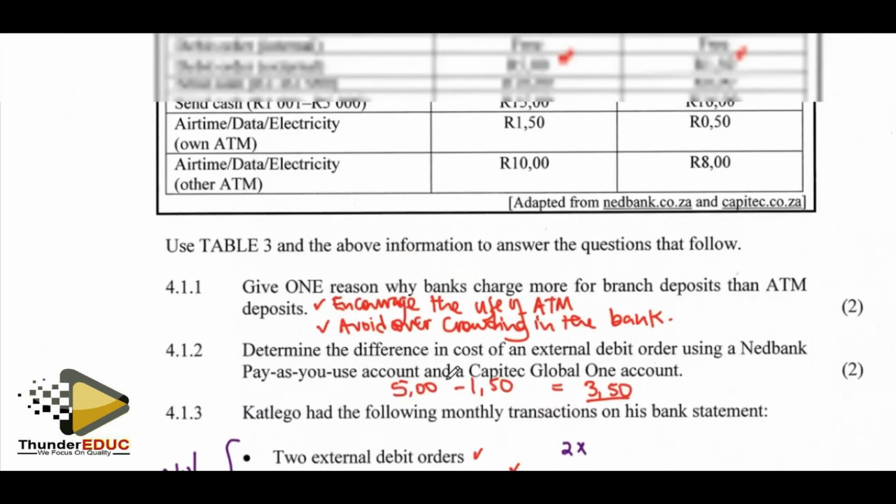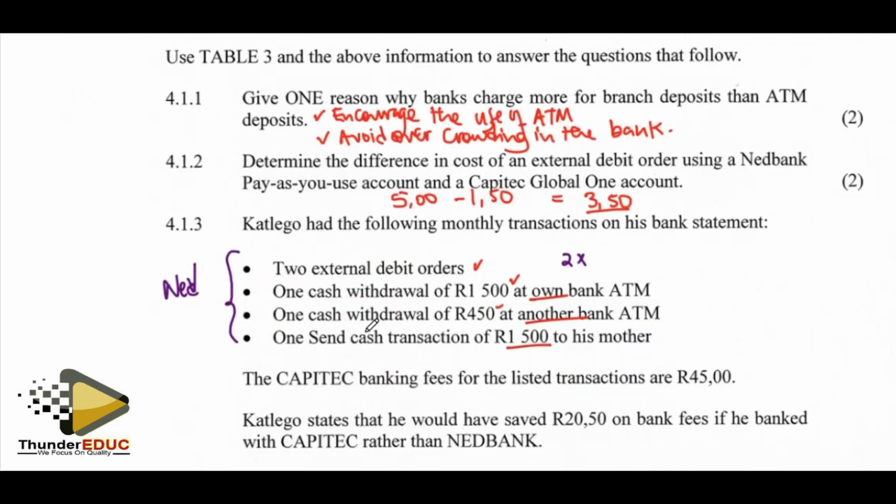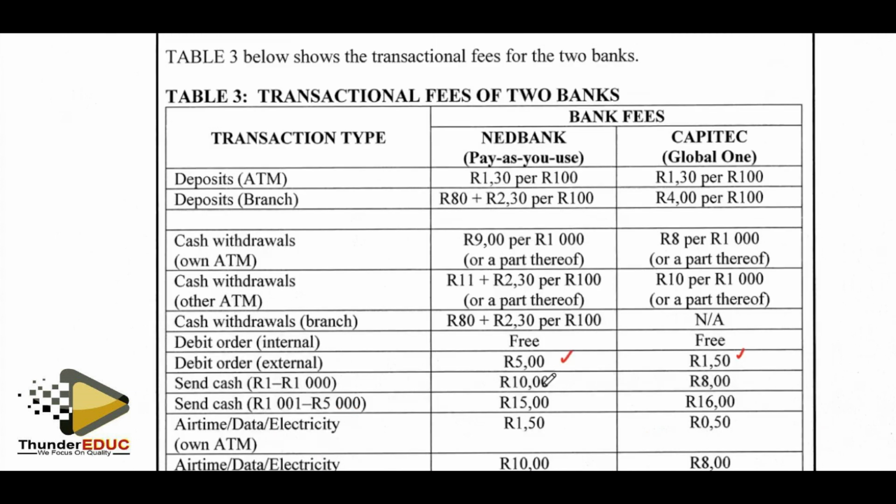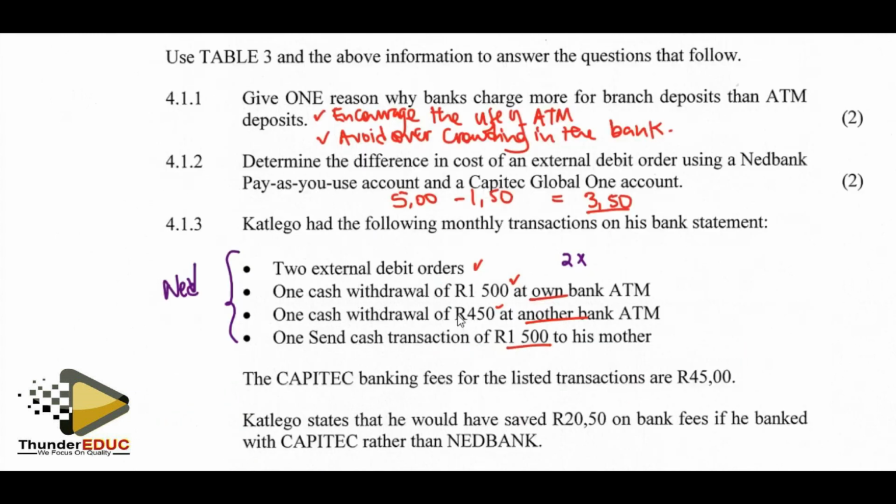If it's Nedbank and you're doing 2 external debit orders, it will be 2 times. You come here to debit orders, external. This is Nedbank. So external, 2 times 5 gives you 10 rand. That is the money charged.